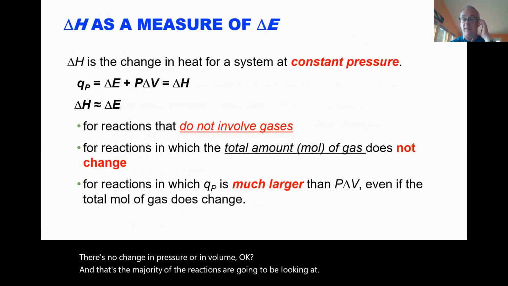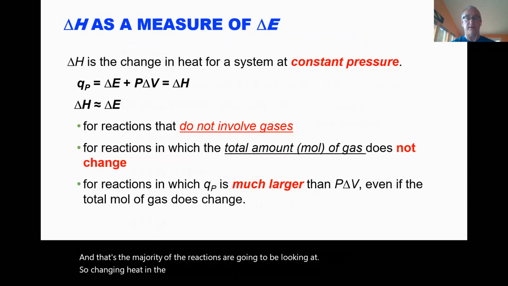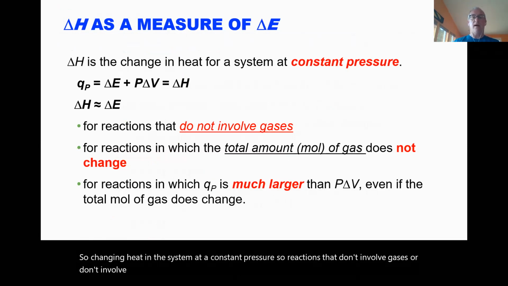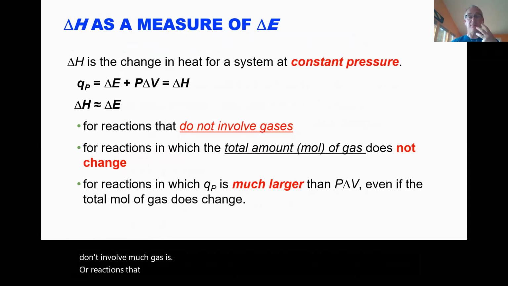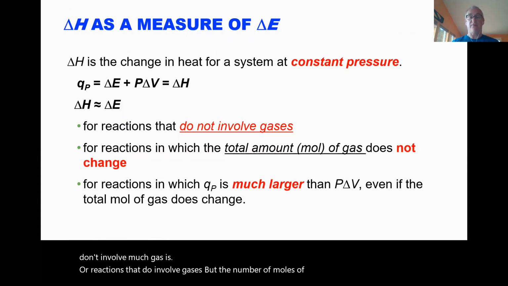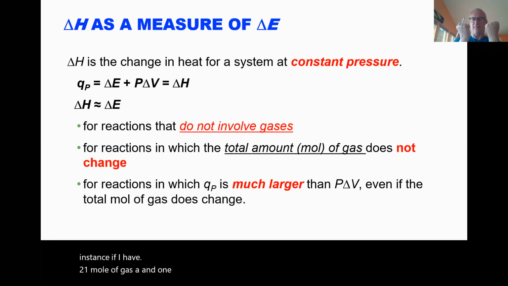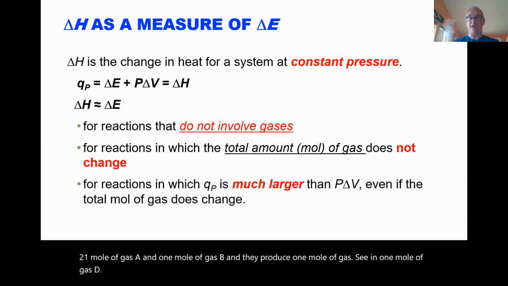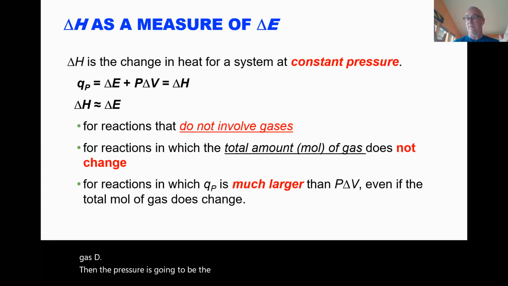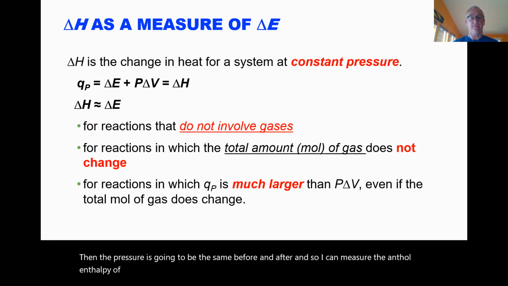So, change in heat in the system at a constant pressure. So reactions that don't involve gases or don't involve much gas, or reactions that do involve gases, but the number of moles of gas doesn't change. Like for instance, if I have 1 mole of gas A and 1 mole of gas B, and they produce 1 mole of gas C and 1 mole of gas D, well, then the pressure is going to be the same before and after. And so I can measure the enthalpy of that reaction.